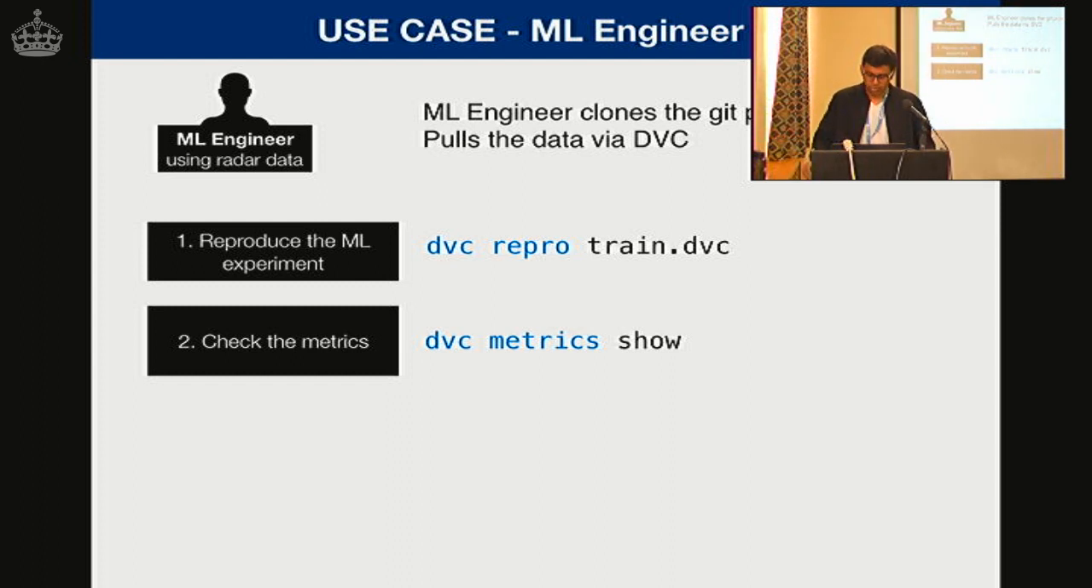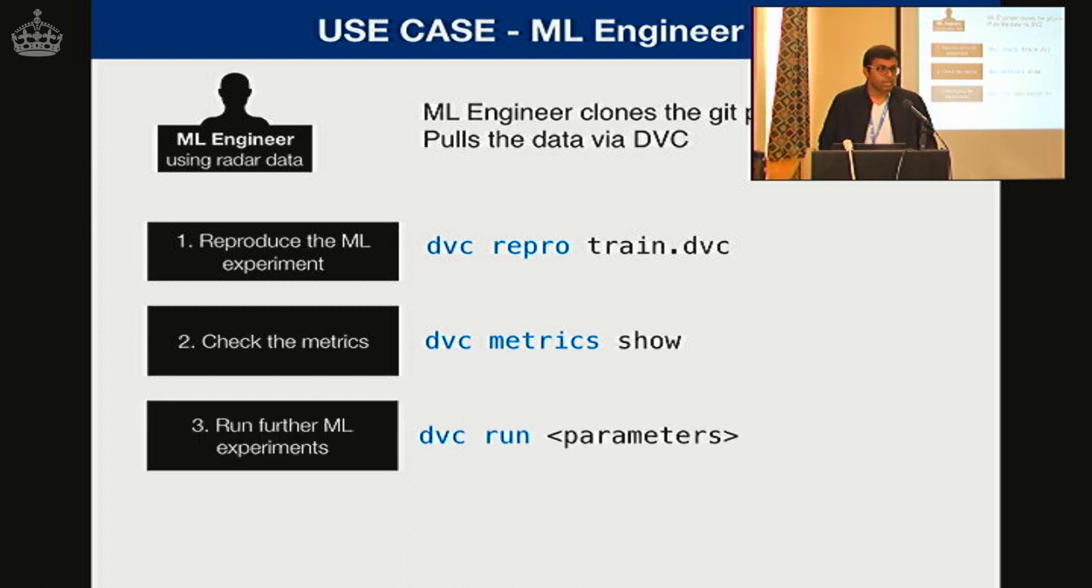And at the end, she builds on top of train.py, the Python file for the machine learning code. She includes code to train on top of radar data, and she runs her experiment again using the command dvc run. So let's see what happens in a dvc repro file.